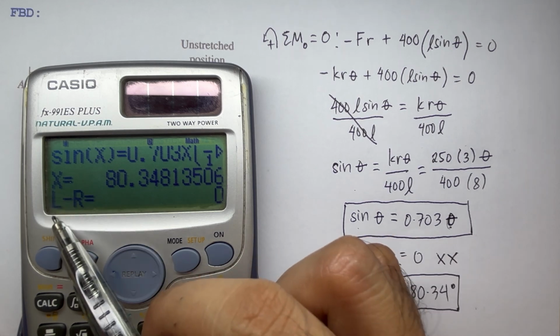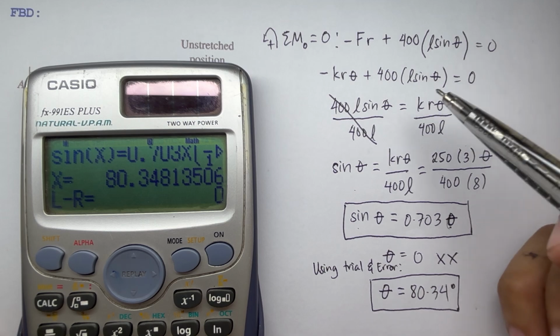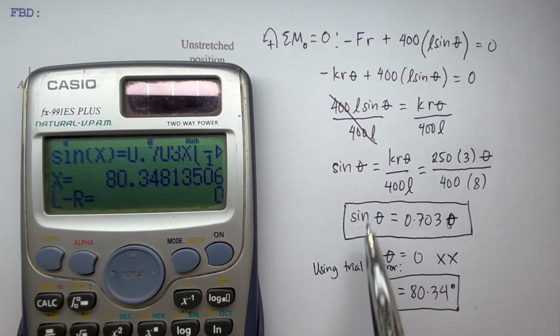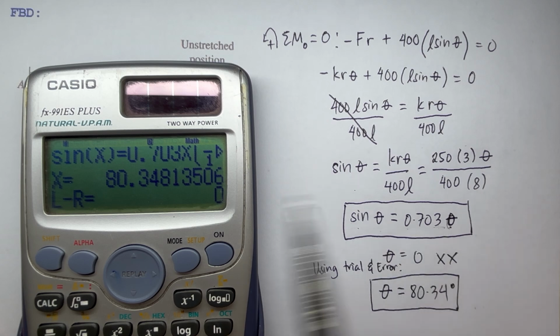And as you can see here, we have L minus R is equal to 0. That means that the left side of our equation minus the right side of our equation is 0. That would mean that this left side and right side, they are equal if our value of theta is 80.34.